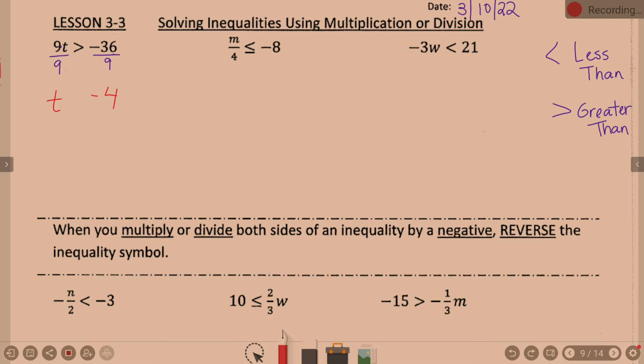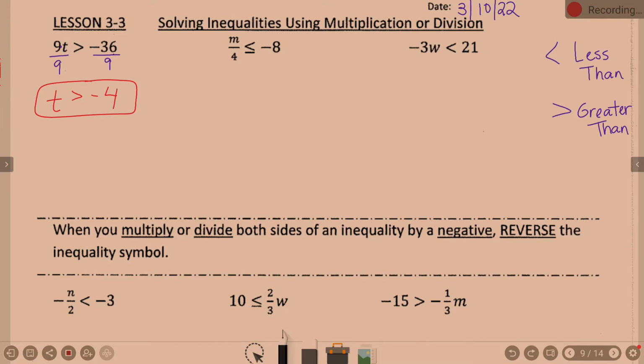So what do I need to copy down here? A greater than sign. What we did yesterday and what we're starting off with today, unless you have a reason to flip the sign, we just leave it as is. So right there, that's your answer. t is greater than negative 4. Now, you cannot just tell me your answer is negative 4. I forgot to share that yesterday. You have to have the t and the less than, greater than sign to go with it.